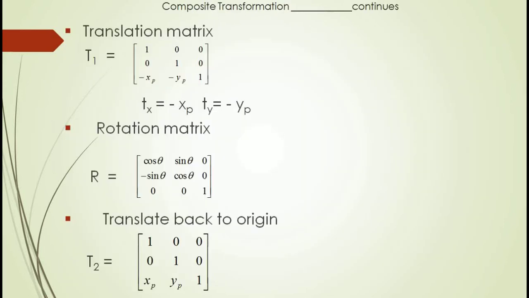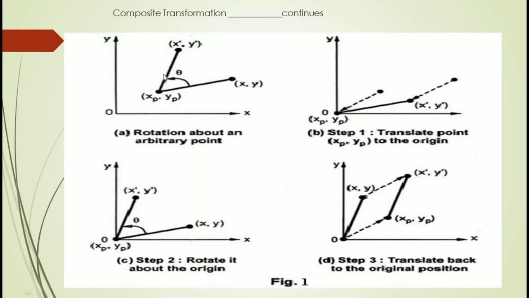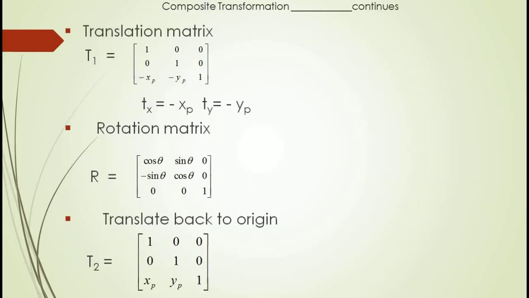What is the matrix representation? So this is the translation matrix. T1 is equal to minus xp and minus yp, because here the x and y values are decreasing. When you move the point to our origin, this x and this y coordinate are decreasing, that's why the x and y values are negative, that is minus. Here the translation matrix is 1 0 0, 0 1 0, minus xp, minus yp, 1, that is tx is equal to minus xp and ty is equal to minus yp.